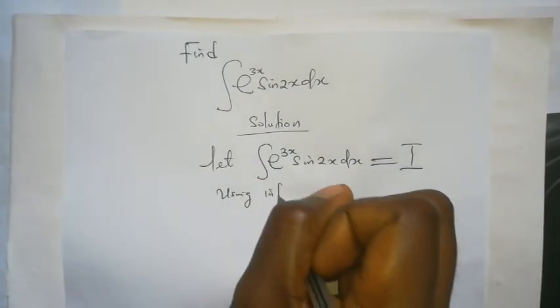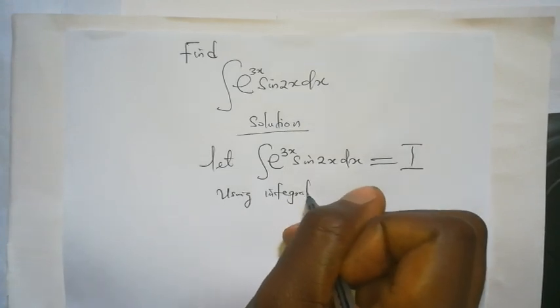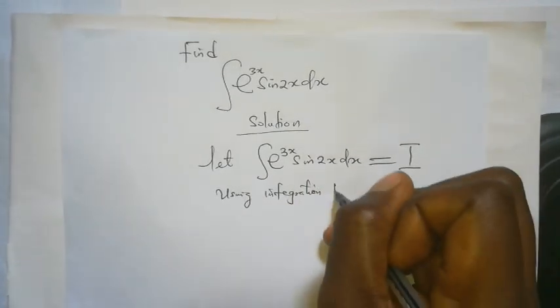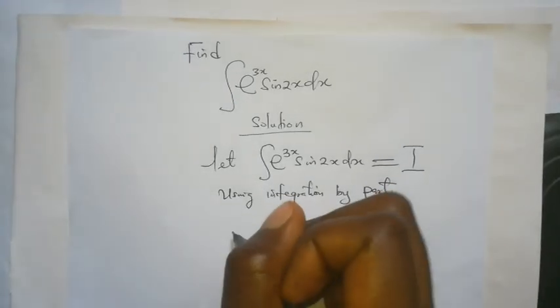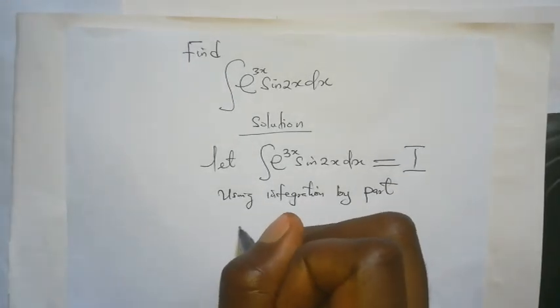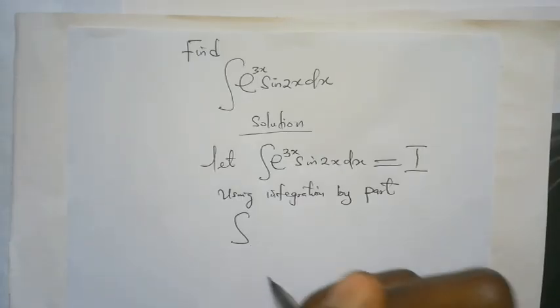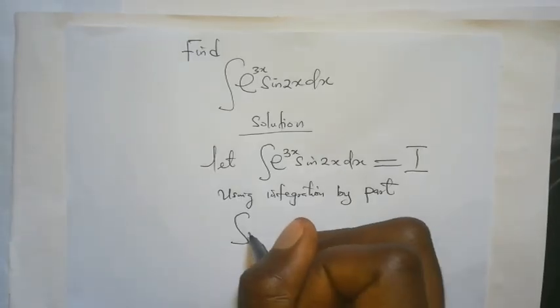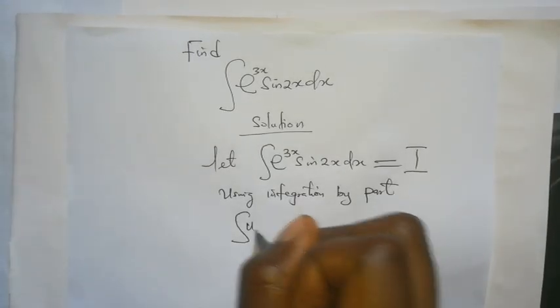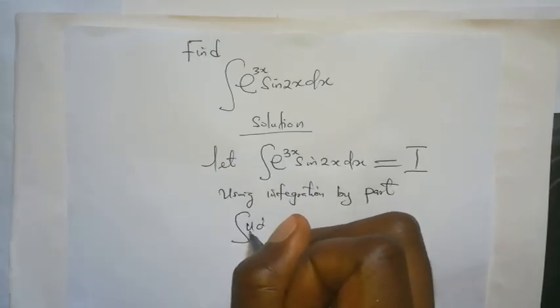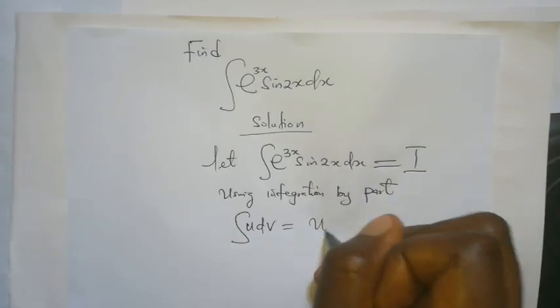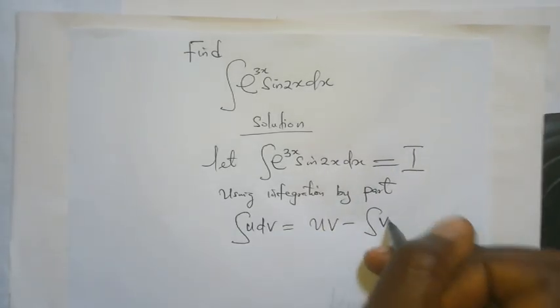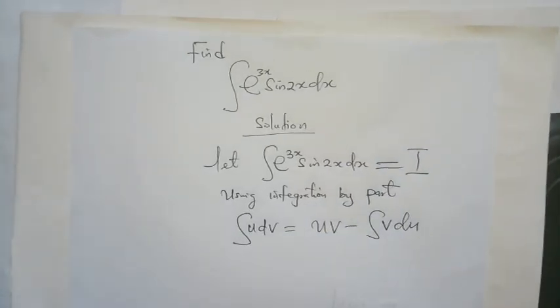So using integration by parts, which says the integral of u dv is equal to uv minus the integral of v du. You get it?